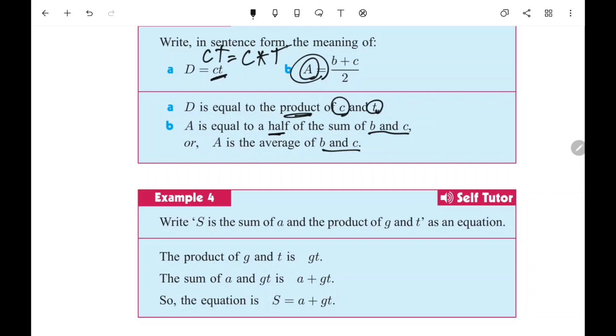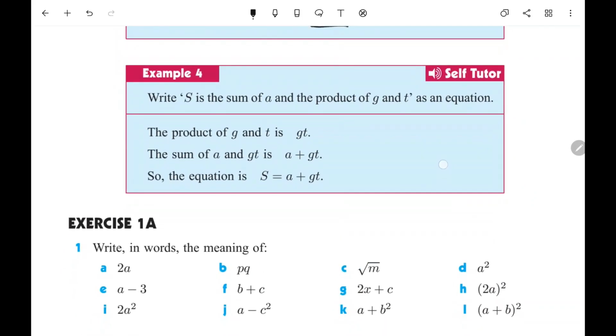Hold a moment. What is the meaning of average? As you know from earlier, the average is the sum divided by the number of items. We will mention this point in the chapter on probability. S is the sum of a, so S is going to equal a plus the product of g and t, so it's gt.